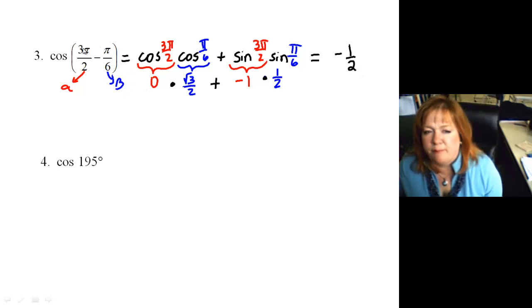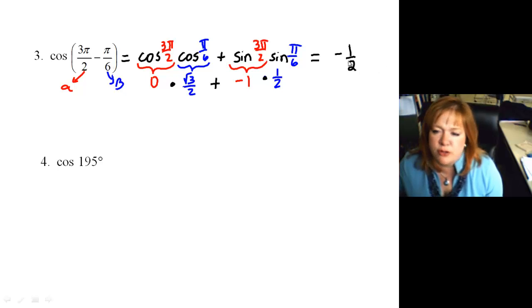This is 9 pi over 6 minus pi over 6, which is 8 pi over 6, which is 4 pi over 3, which has a reference angle of 60 degrees, but it's in that one quadrant where the cosine is negative.